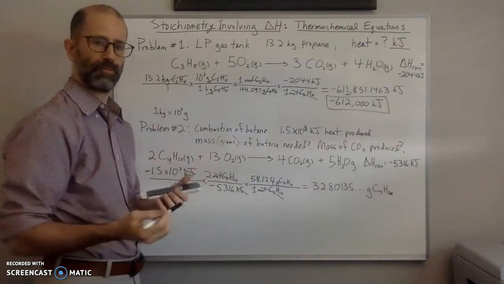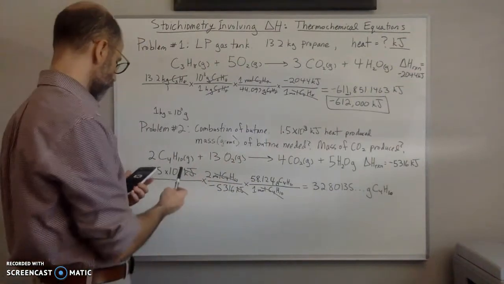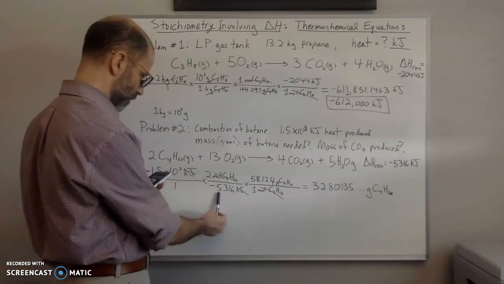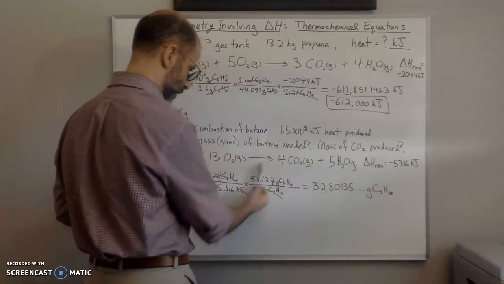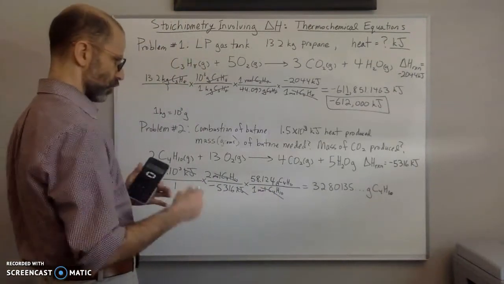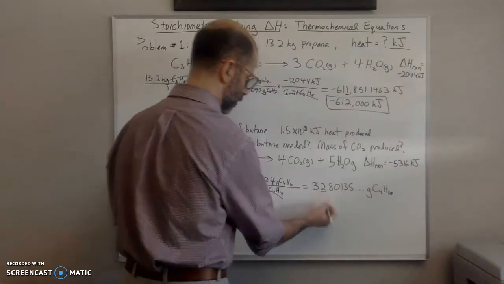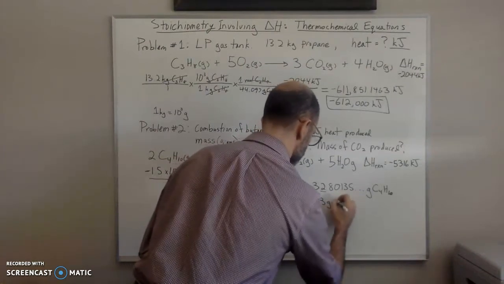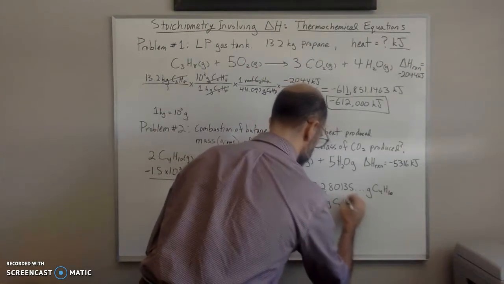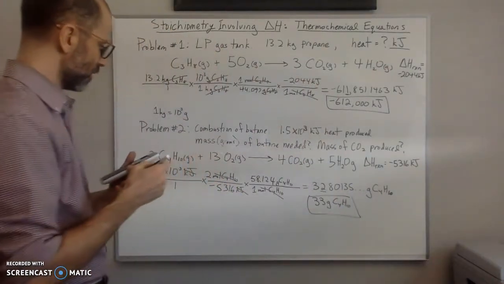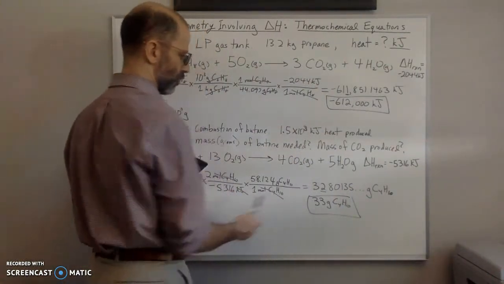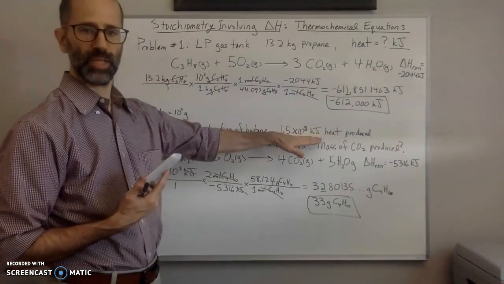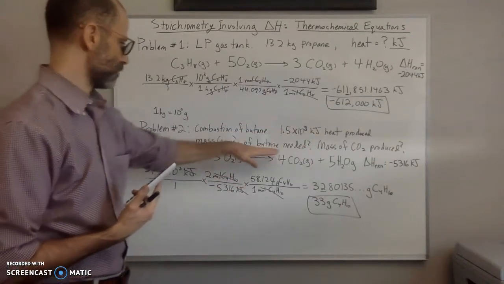Now I need to figure out sig figs. So what are the sig figs? I have 2 sig figs here, I have 4 here, and I have 5 here. So the least number is 2, so I'm going to have to cut it off at the 2. I have an 8 here, so this is going to round up to 33 grams of C4H10 butane. So that would be the necessary amount. I need to burn 33 grams of butane to produce this amount of heat in kilojoules. So that's the grams of butane.